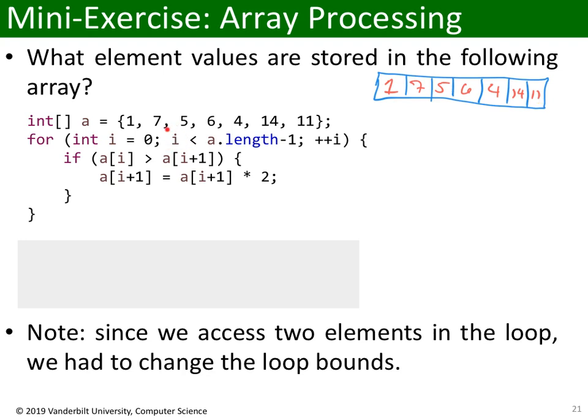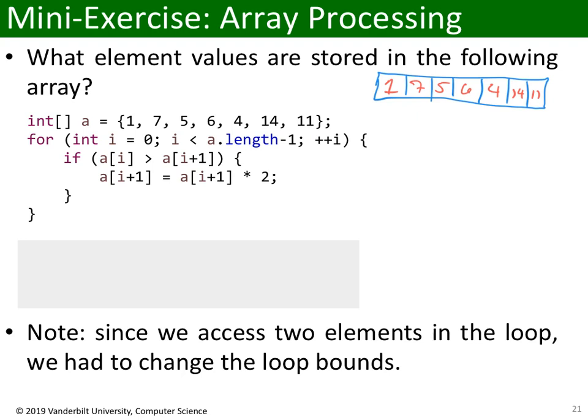So I will only be able to take on the values 0 through 5, because when it takes on the value 6, it'll jump up here and say, is 6 less than 6? No. Exit the loop. So that's an important detail because we are accessing I plus 1. So now let's look at the effect of this loop now that we understand the index bounds.